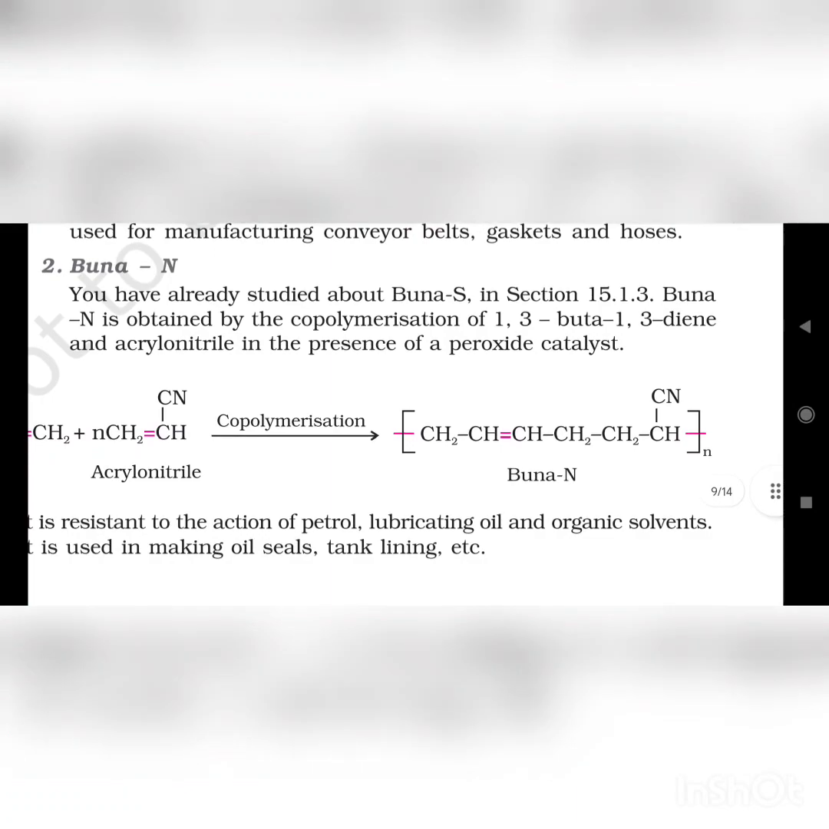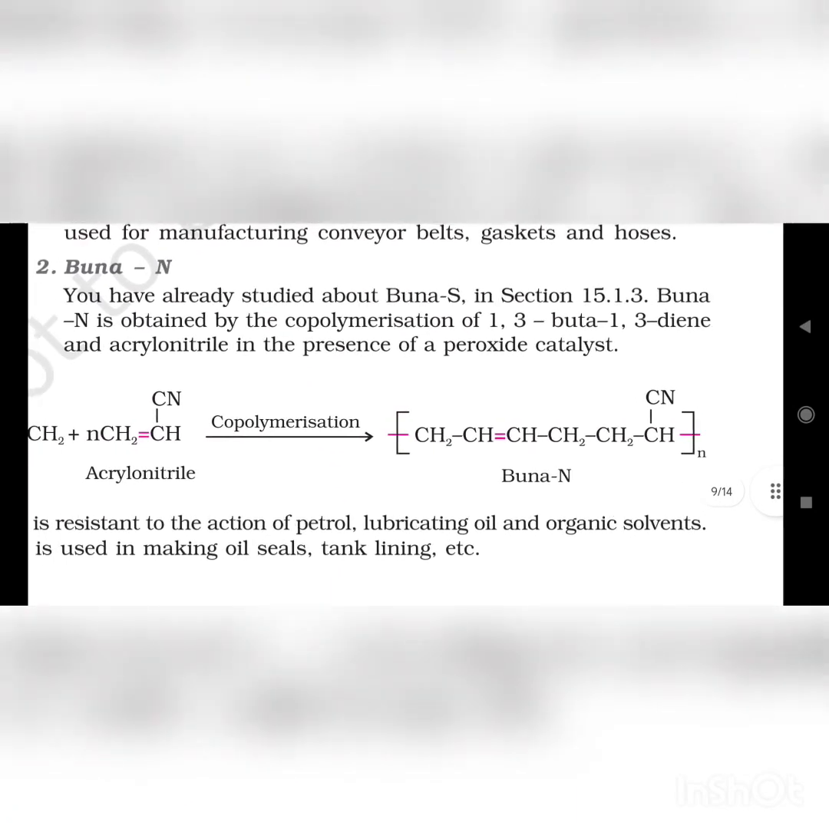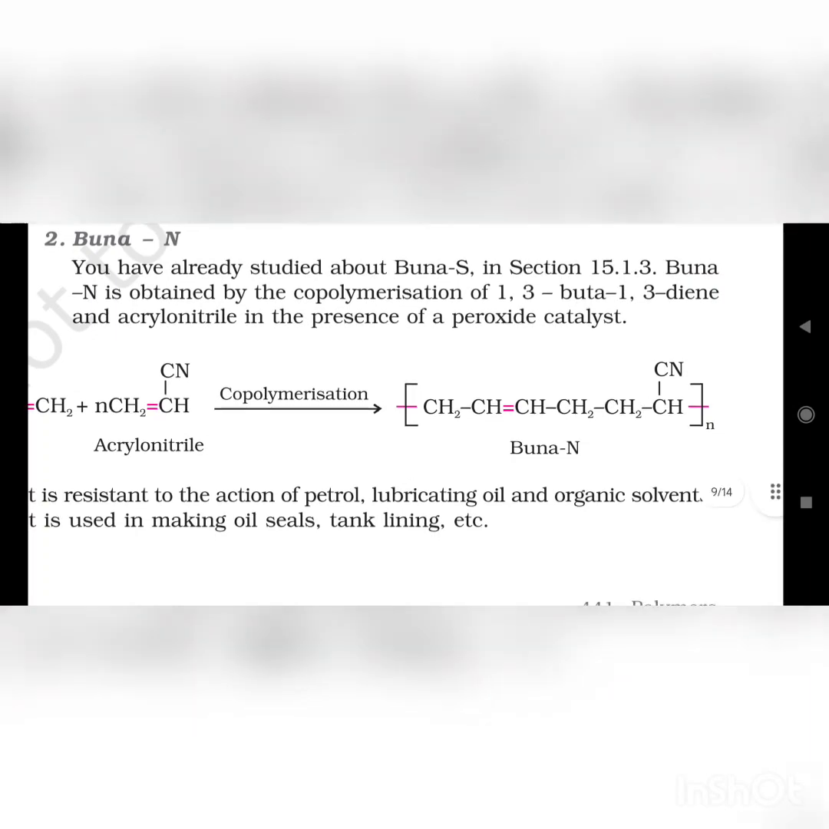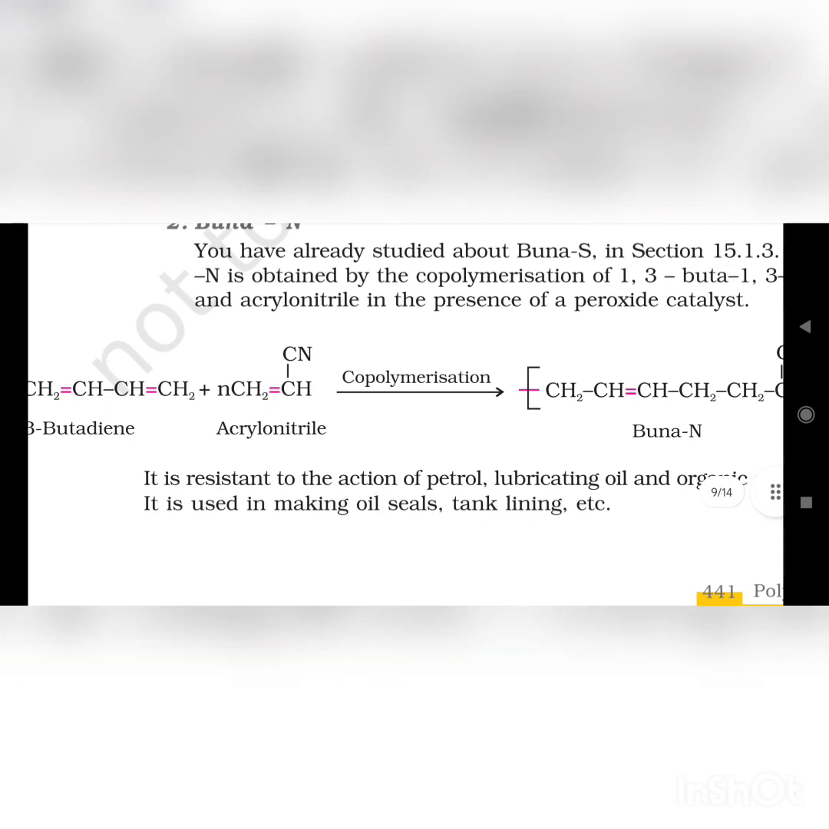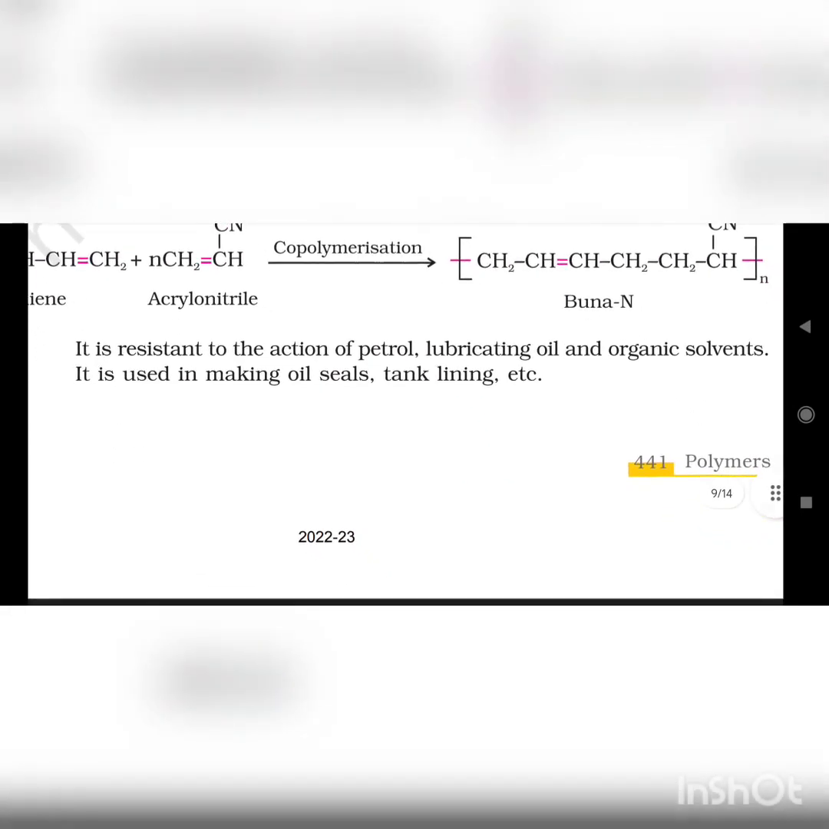Buna-N. Buna-N is obtained by the copolymerization of 1,3-butadiene and acrylonitrile in the presence of a peroxide catalyst. It is resistant to the action of petrol, lubricating oil, and organic solvents. It is used in making oil seals, tank lining, etc.